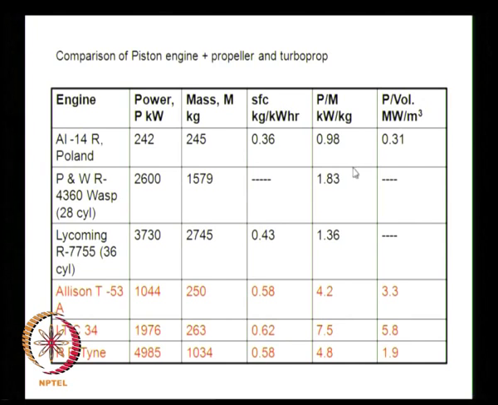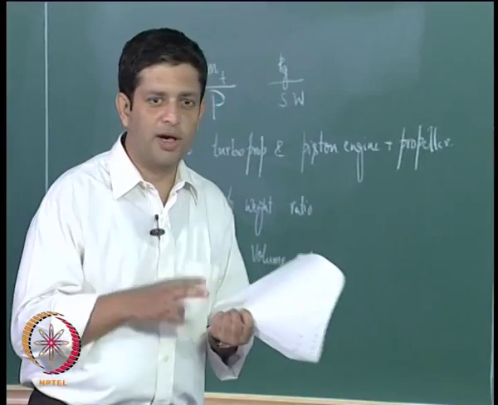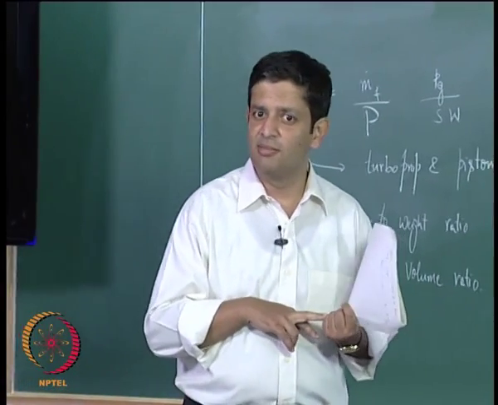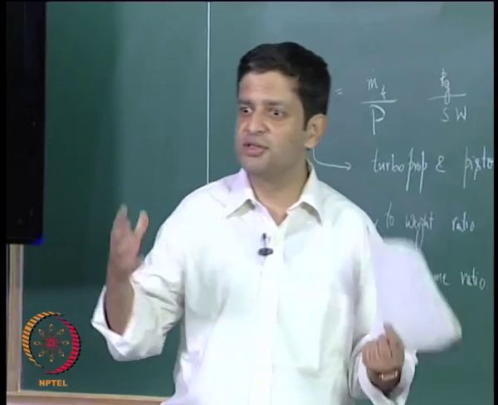Now if you look at power to volume, right, it is a very small number for piston engine plus propeller, around 0.3, whereas it is around 6 maximum in the case of turboprop engines. So it not only reduces the weight of the engine, it also reduces the size of the engine.